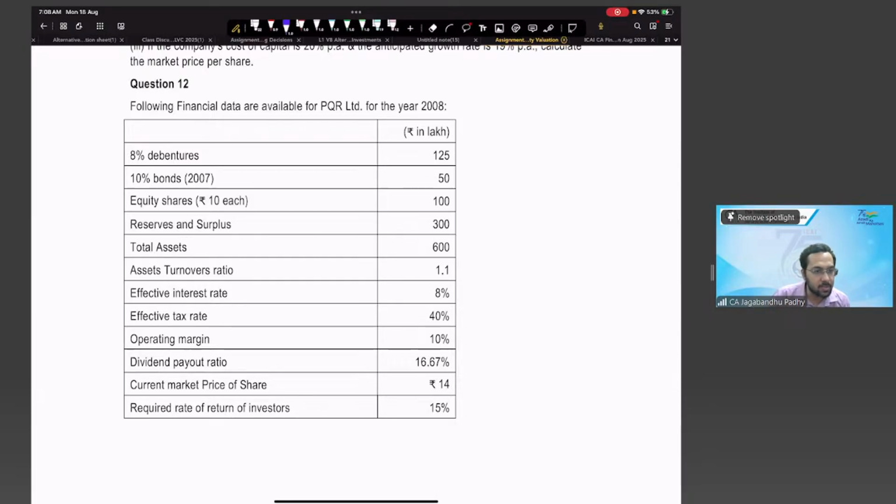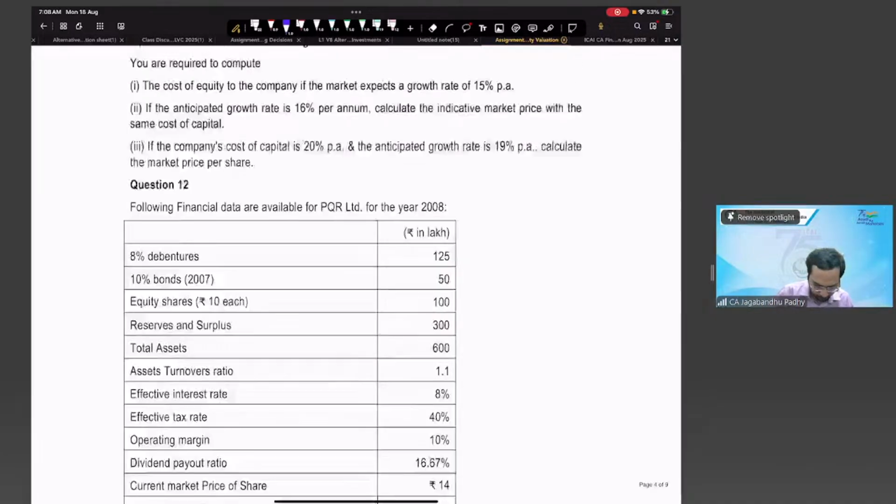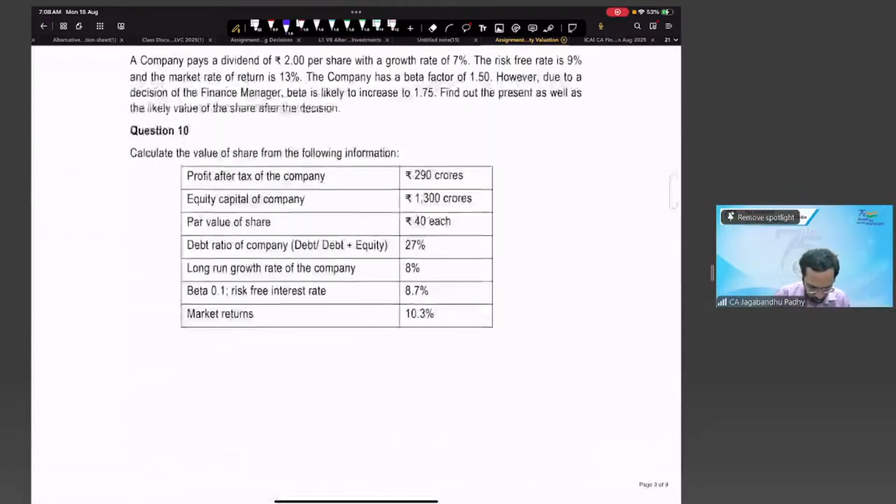We will be doing the three-stage model, don't worry. Even that model is applicable for FCFF and all things also. So in a combined way, we will definitely be taking that up. Okay, sir. Okay, so don't worry about that.